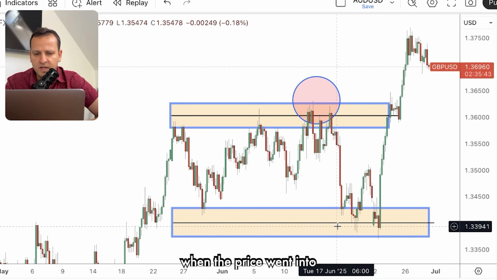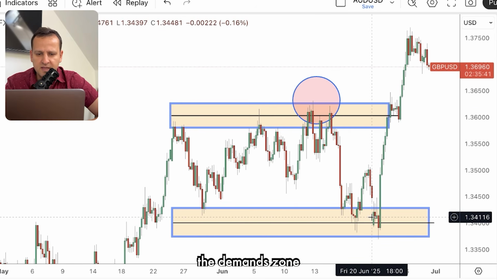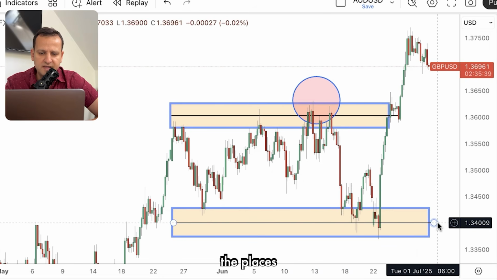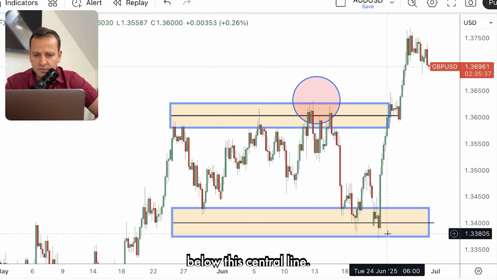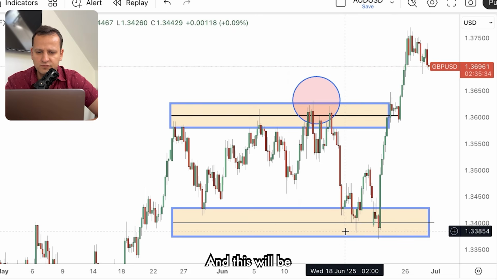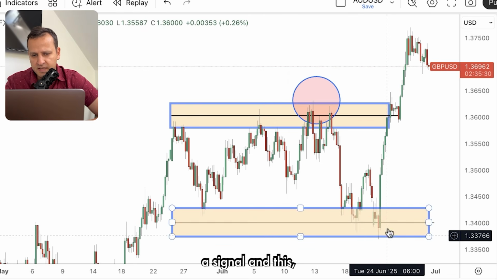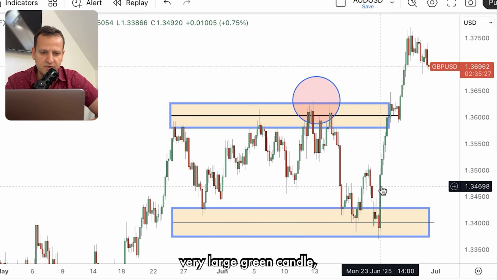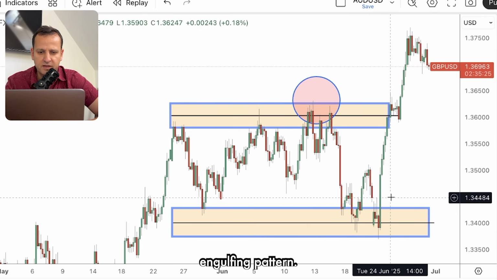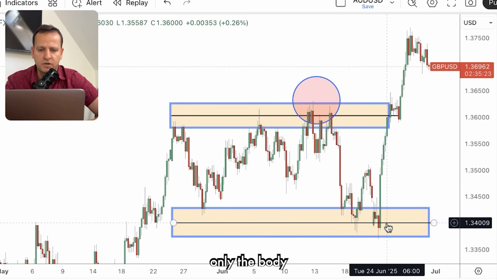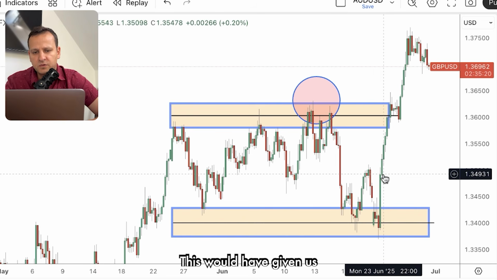On the other hand, when the price went into the demand zone, I'll be looking for the places where the price actually closed below this center line, and this will be the lower part of this box. So the first signal, this very large green candle, which was a bullish engulfing pattern. Again, I'm looking for only the body, or mostly the bodies. This would have given us a great signal.